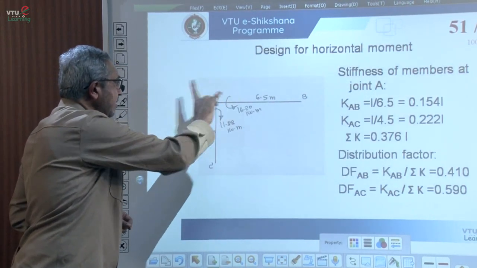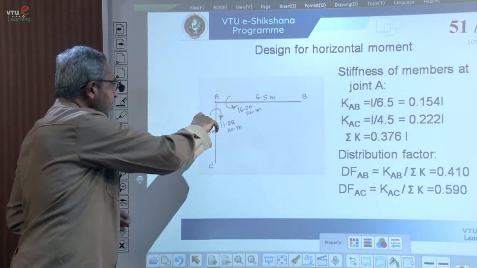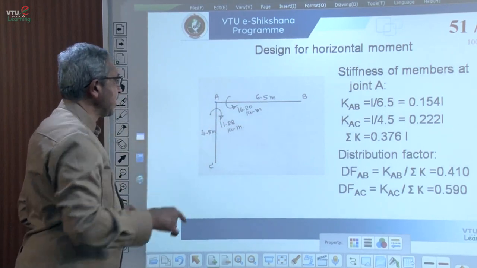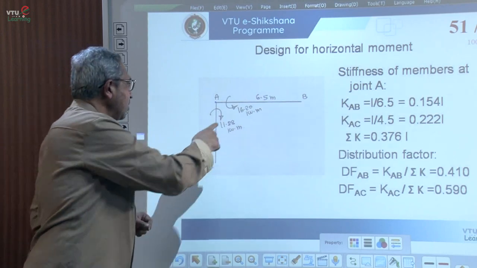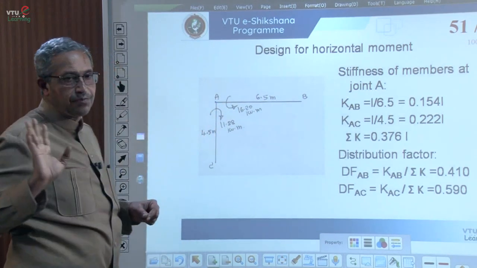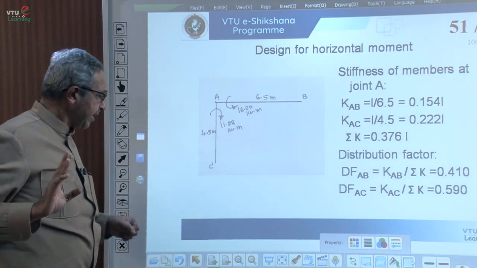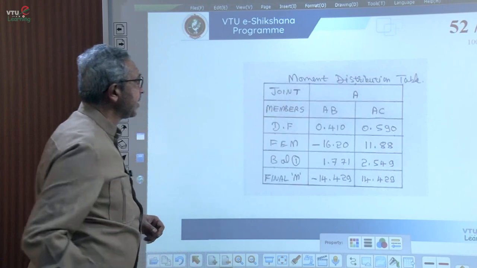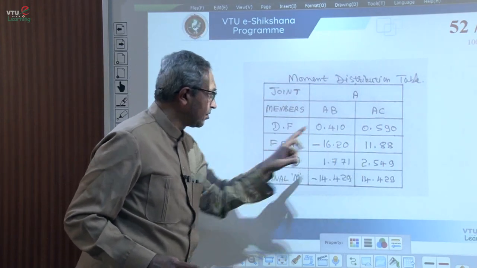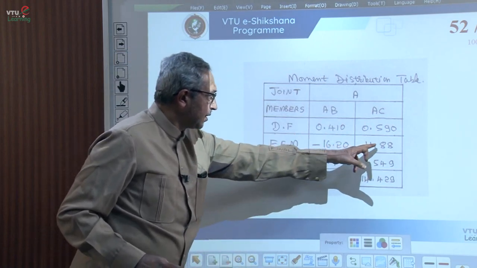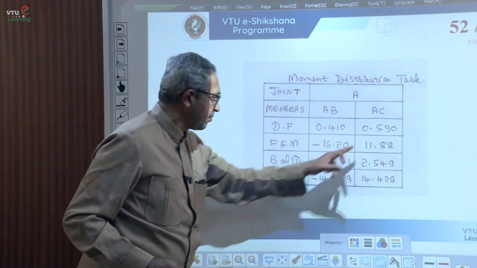This is an anti-clockwise moment, FEM for AB. FEM for AB is a clockwise moment. If I take positive sign for clockwise, then I should take negative sign for anti-clockwise moment. So after taking this sign convention, negative moment for the long wall and positive moment for the other. The difference between the two is distributed with the opposite sign based on this distribution factor.